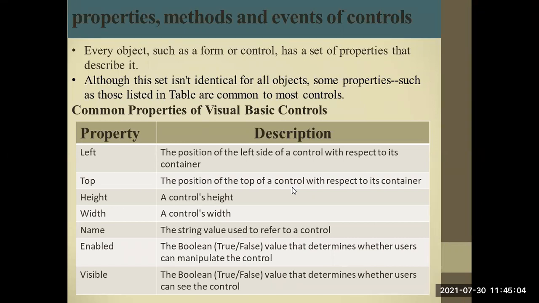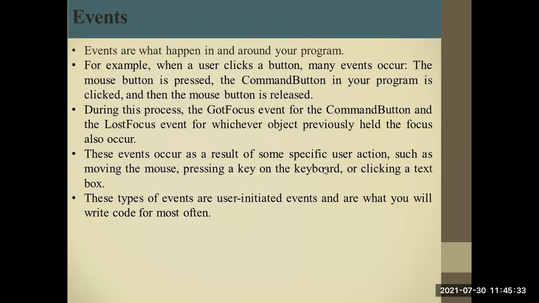The next property is Visible. Again, this is a boolean type variable, true or false. If Visible is true, the user can see the control, and if Visible is false, the user cannot see the control. So there are some properties which are very common to most of the controls.